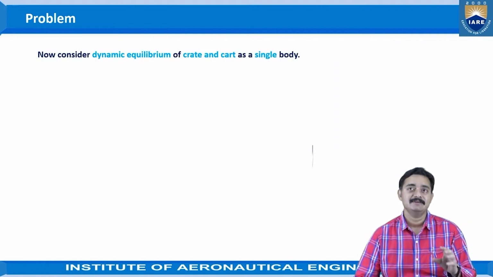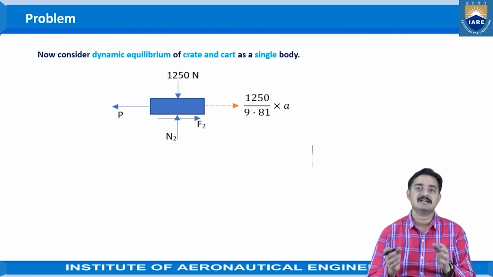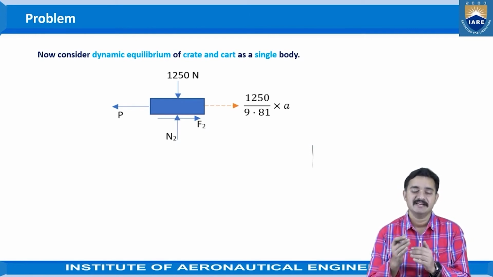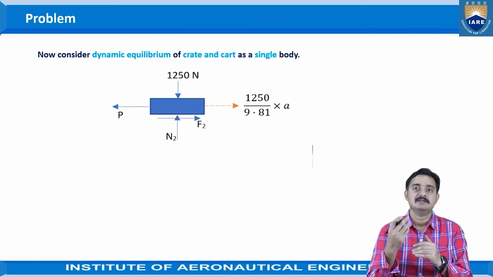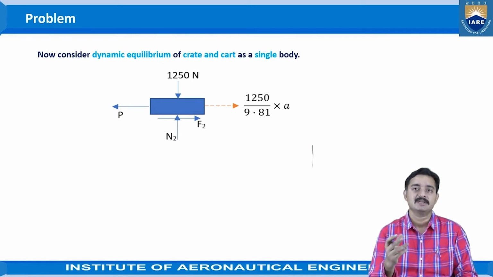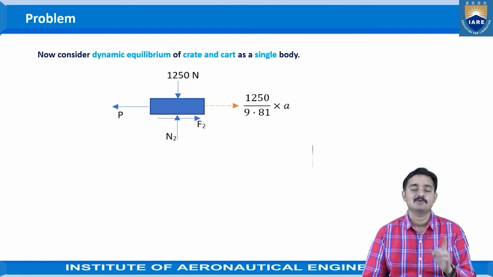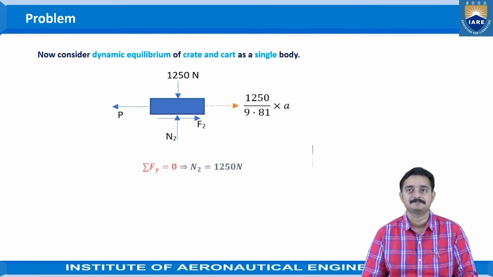Now, consider the dynamic equilibrium of crate and cart as a single body. We are combining both the crate and cart because there are no supports or external forces acting onto the crate when we consider the system as a whole. Then the total weight of the system would be 1250 newtons, the 750 and 500 of the cart. So the free body diagram for the total crate and cart combined will be like this.